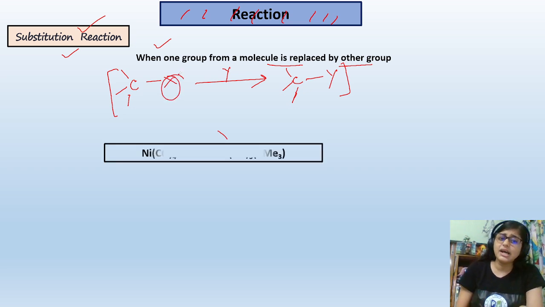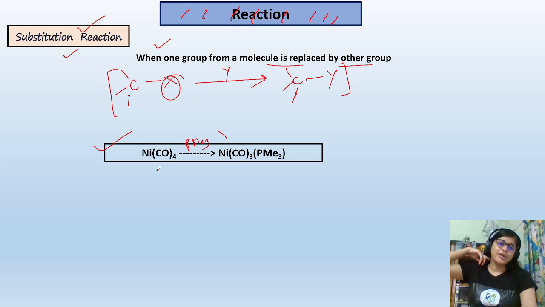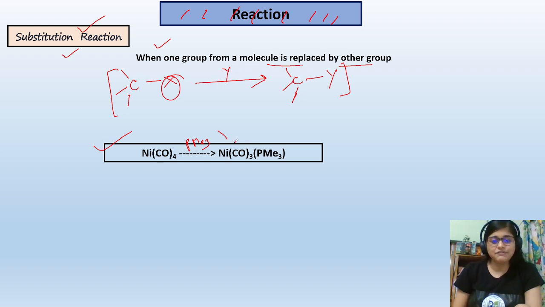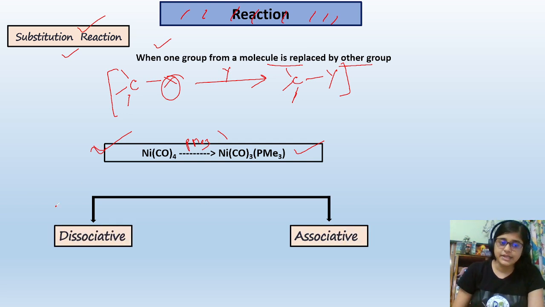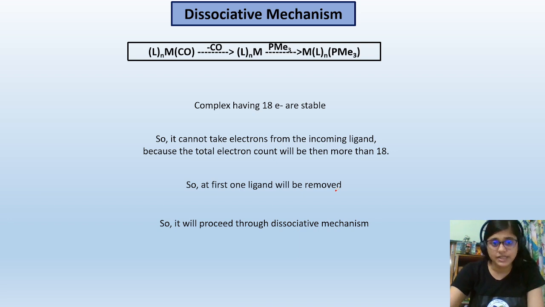For the metal carbonyl, for example, when M(CO)6 is given PMe3, one CO leaves, out of the six CO, and PMe3 is added. This is an example of a substitution reaction. But we have to know how the reaction happens. There are two ways: one is dissociative, another one is associative. Let's talk about the dissociative mechanism first.